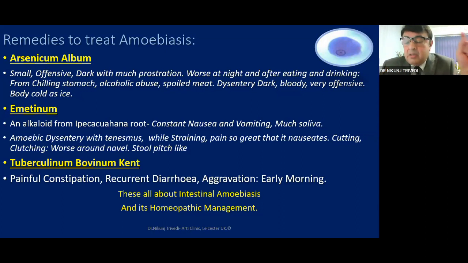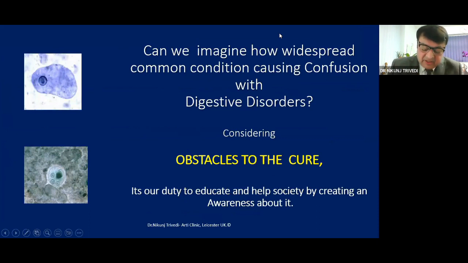So we have to think about E. hartmanni: recurrent diarrhea, and aggravation in the early morning. As soon as the patient opens the eyes, the patient has to rush to the toilet. You can't stop. So this is all about the picture of intestinal amoebiasis, and we can imagine how widespread this common condition is, causing confusion with digestive disorders. When a patient comes saying, oh, I have a stomach upset, if we go into all these details, then we can come to the right diagnosis that the patient has this amoebic infection. And this is the real obstacle to the cure.